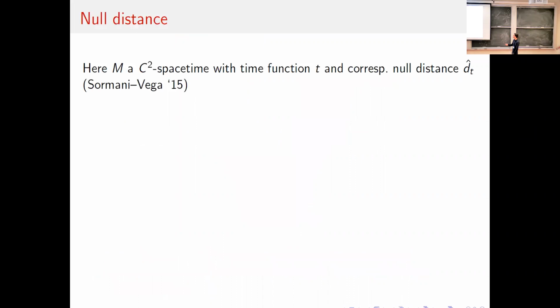So I'm going to talk about the completeness of the null distance in the setting of C2 spacetimes. So I'm going to say what the null distance is briefly, although it was already in the talk by Anna. And I mean, the reason it has to do with the other things I was talking about is because it uses a time function in the definition. So the idea is the following.